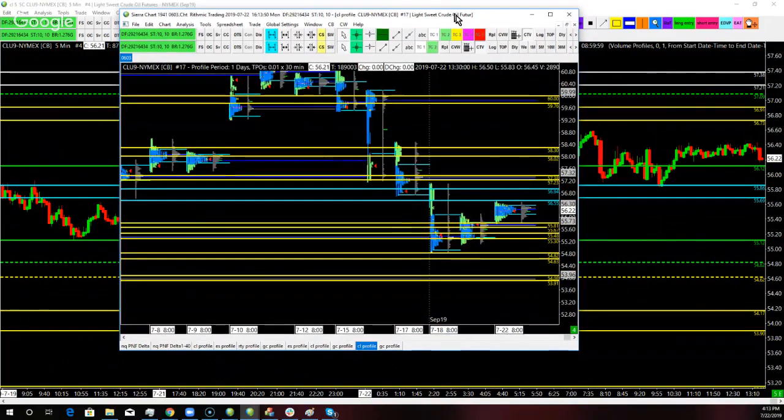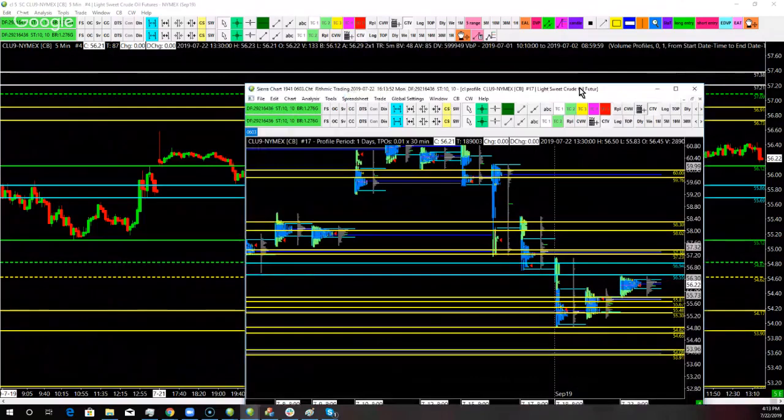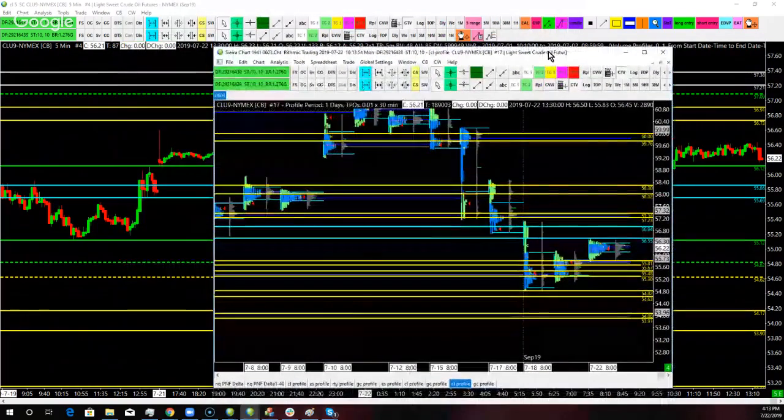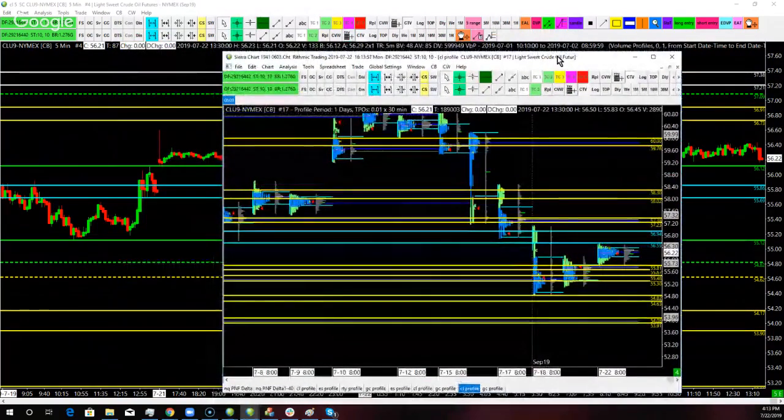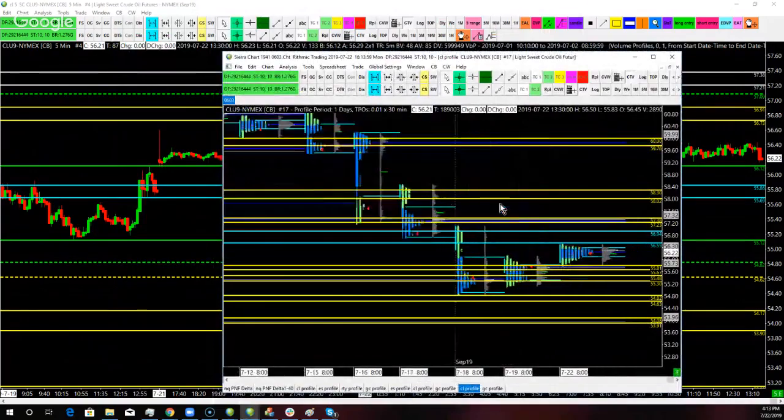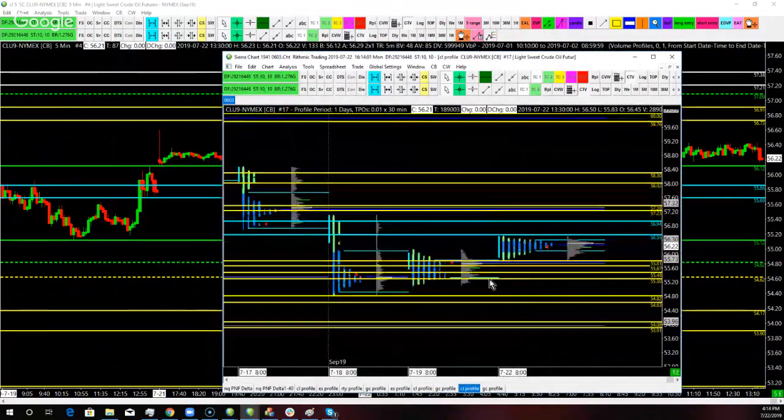So with that being said, for the day, if you look at the chart for today, hold on one second. That was for the end of the day. So this is the point of control here.